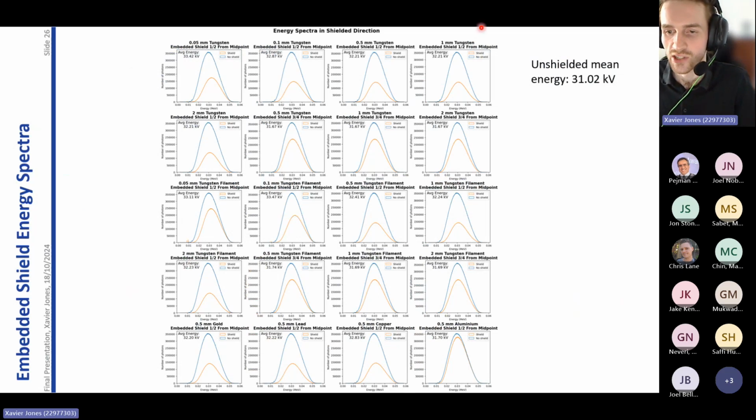The mean energy of the unshielded applicator is 31.02 kV. The shielded applicators have higher mean energy due to beam hardening, whereby greater amounts of low energy photons are attenuated, leading to a higher proportion of higher energy photons, shifting the spectra slightly to the right. Shield attenuation effects can also be observed here. These spectra find a way of characterizing each of the applicators, with both attenuation and mean energy effects being discovered.